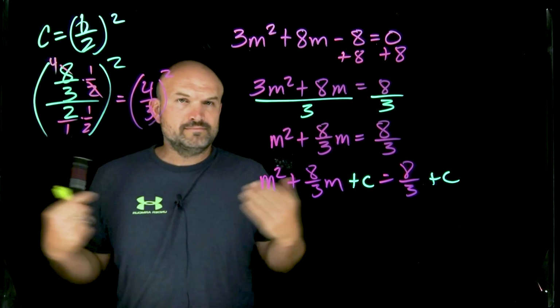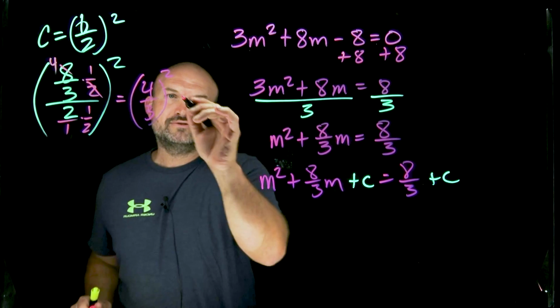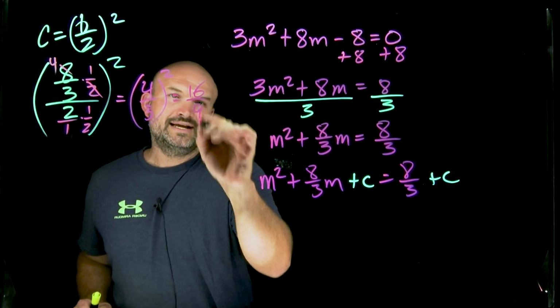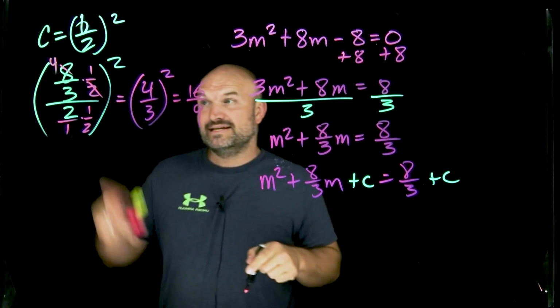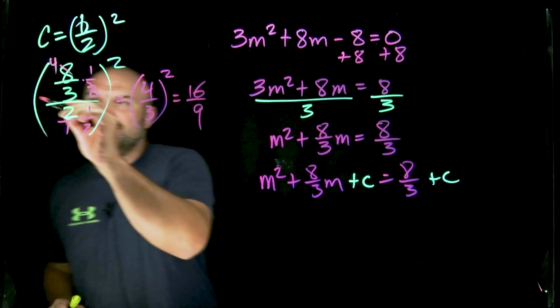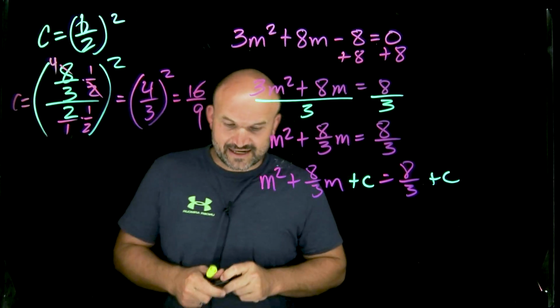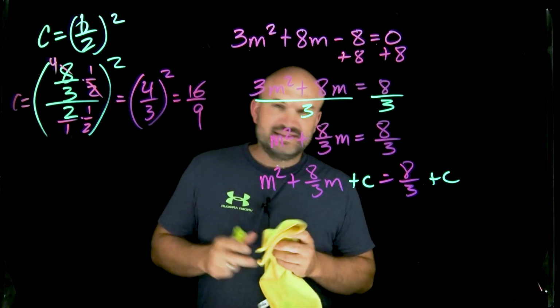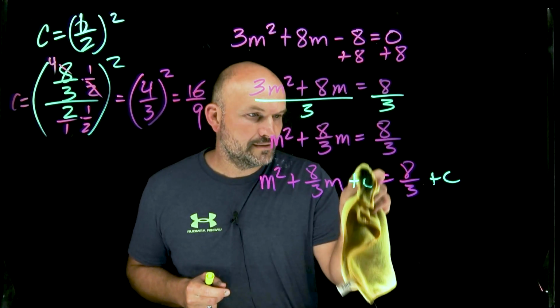So I have a 4/3 squared. Remember, that's just 4/3 times 4/3. So that's going to give me a 16/9. Okay, that is my c, right? Remember, ladies and gentlemen, that is the c. So now what we can do is I can replace my c over here with a 16/9.